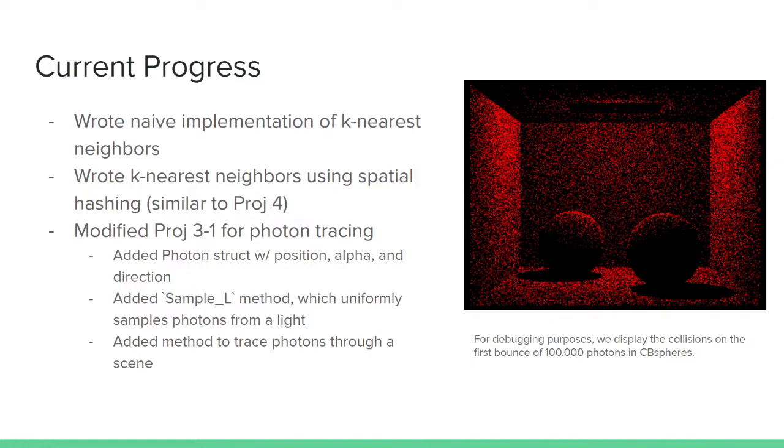We also modified the sample L function for light sources. So instead of sampling towards a light source, we are now sampling photon emissions from a light source. And we also added methods to basically trace these photons throughout the scene. In the image on the right, you can see the results of tracing 1,000 photons from an area light in CB spheres, and just marking where their first bounce occurred on the scene.